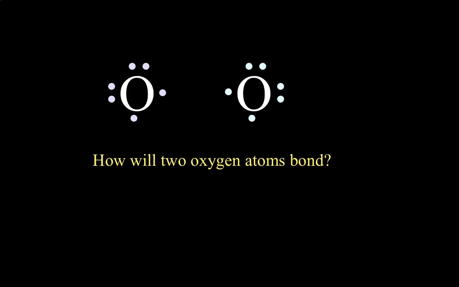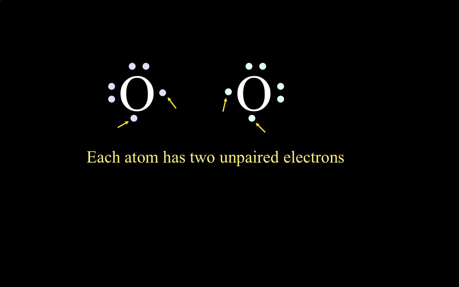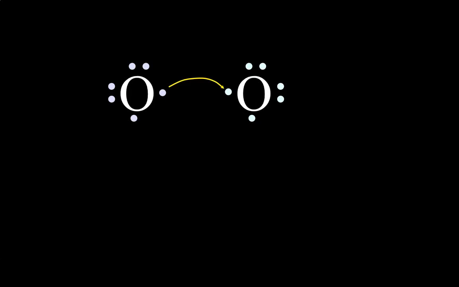It already has 6. It only needs 2 more. So it really does not want to give up any electrons. So oxygen actually never gives up its electrons. It always gains electrons. But when you have 2 oxygens together, you have 4 unpaired electrons. These 2 electrons are going to share with each other, and these 2 will end up pairing with each other. So then you have something that looks like this.